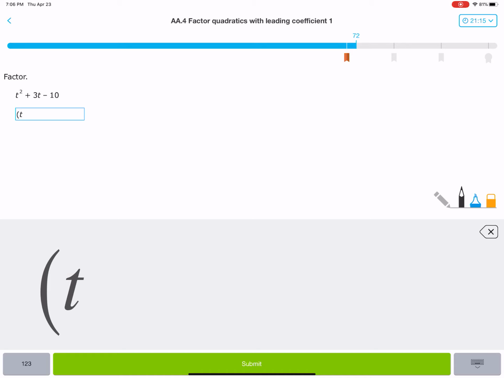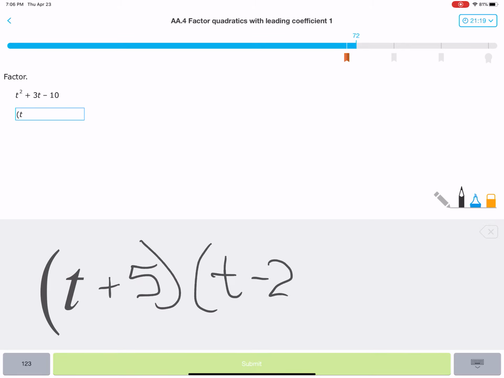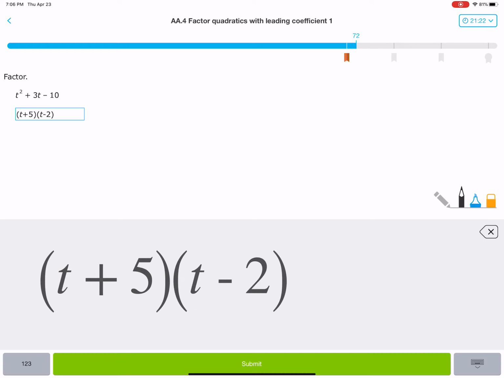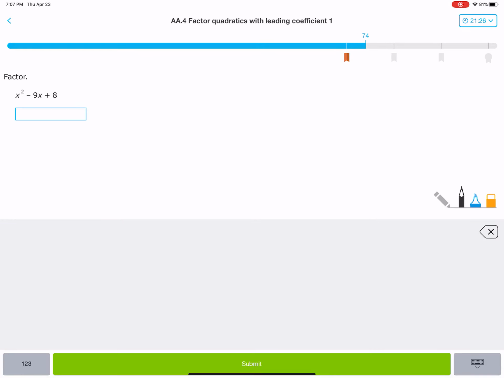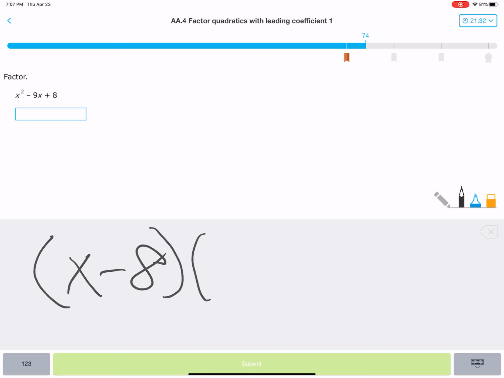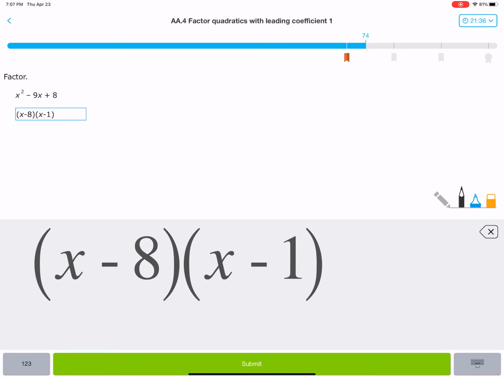t plus 5, t minus 2. Yeah, that minus 8 and minus 1 give me the minus 9 in the middle.